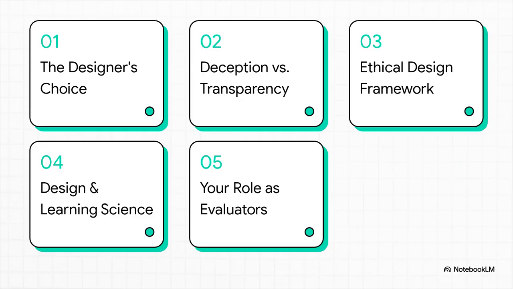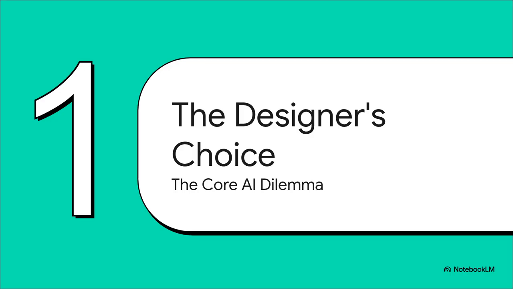Okay, so here's our game plan. First, we'll talk about the big choice every AI designer has to make. Then we'll dive into the two major schools of thought behind AI. After that, we'll get our hands dirty with a practical framework for checking out these tools ethically. We'll link all of that back to learning science and then wrap up by talking about where you fit into all of this. So let's start here.